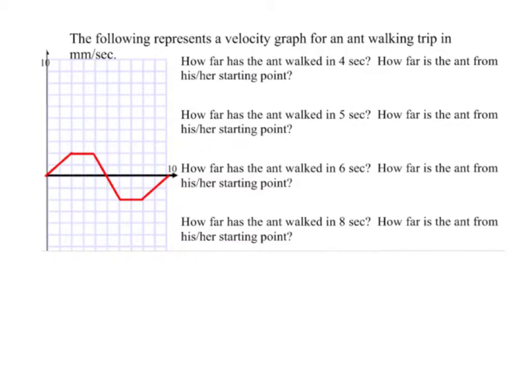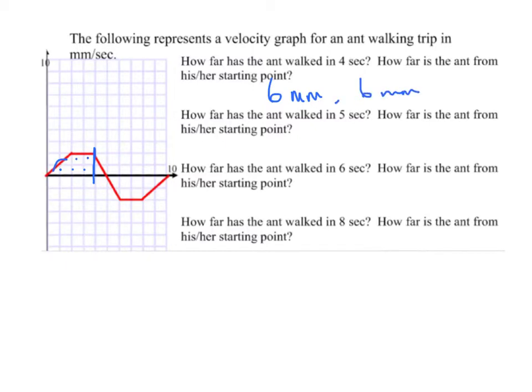The following represents a velocity graph for an ant walking trip in millimeters per second. How far has the ant walked in 4 seconds? Well, when we're talking about a distance and we're given velocity, we need to find the areas under our velocity graph. So we go to time 4, which is right here, and we count the area. 1, 2, 3, 4, 5, and then this would be 6. So the ant has walked 6 millimeters. Okay. So how far is the ant from his or her starting point? Well, 6 millimeters away.